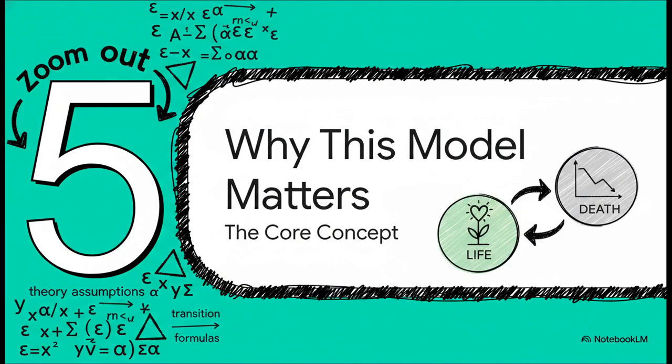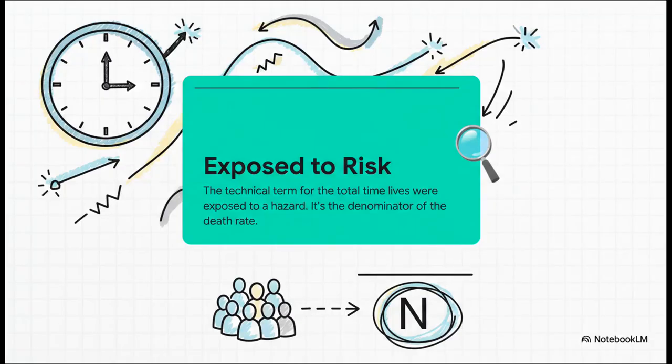Okay, so let's zoom out. We've gone through the theory, the assumptions, and the formulas. But why is this simple idea of modeling just two states so absolutely fundamental? It all comes down to this one core concept: exposed to risk. That's the technical term for that total observation time we calculated for the wildebeest. And getting that denominator right, accurately measuring the total time a group is exposed to any kind of hazard, is a cornerstone of modern statistics.